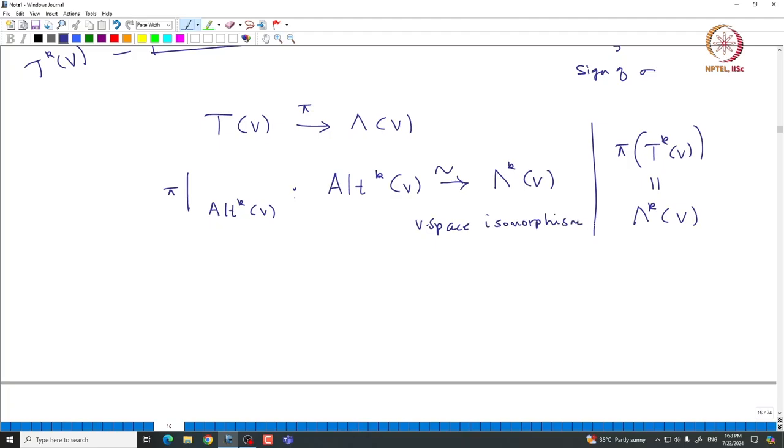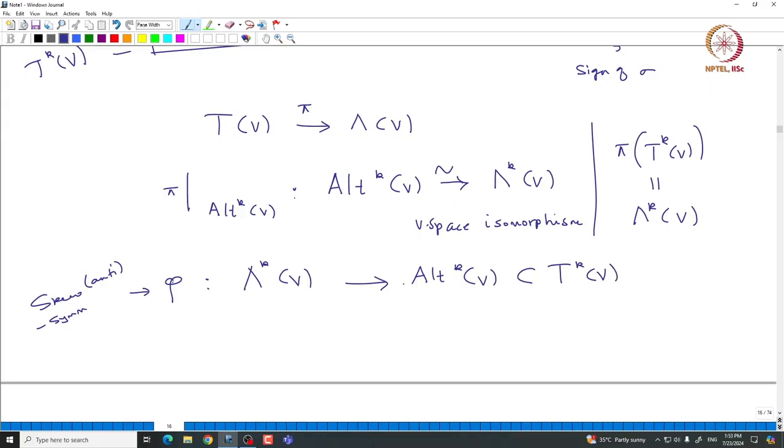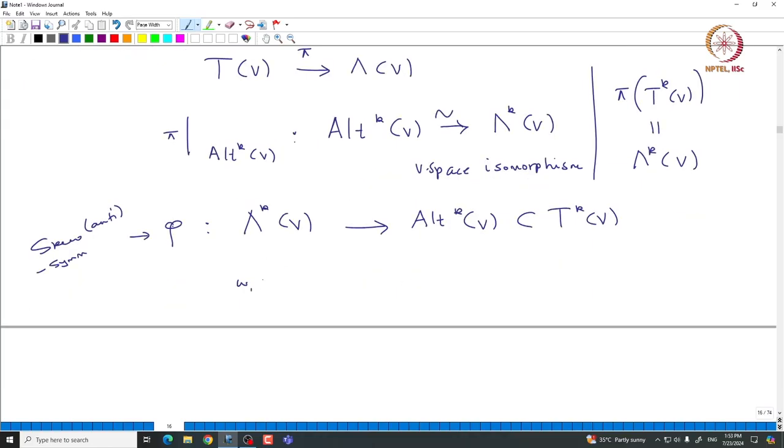Okay, the inverse map is given by what is called anti-symmetrization or skew symmetrization. So let us write the inverse map as some phi. This is a map from Lambda^k(V) to Alt^k(V), which sits inside T^k(V). So what is this map? You take any wedge product w1 wedge etc wedge wk, which will be some basic element inside Lambda^k(V). Okay, so it is enough to define it on this and then extend linearly. For example, you can do it on the basis.